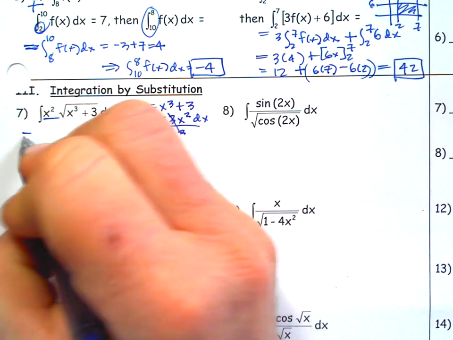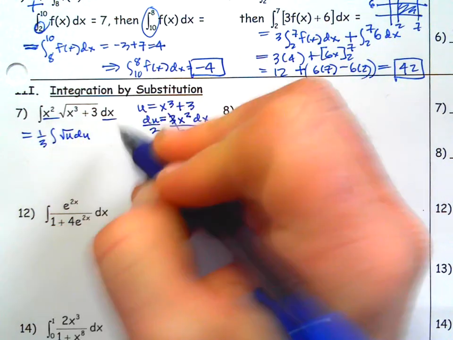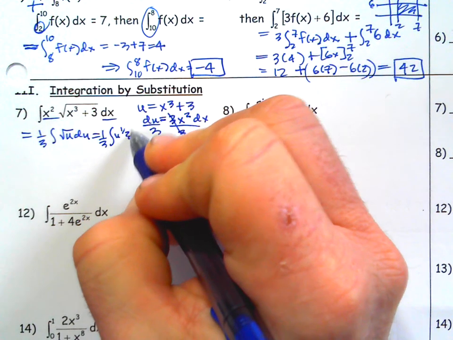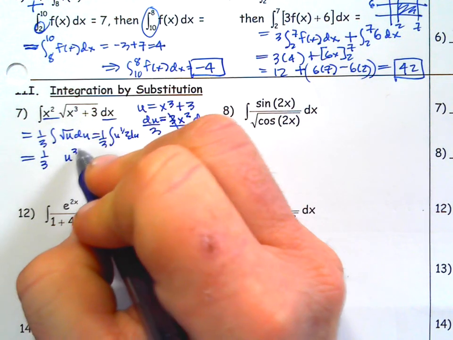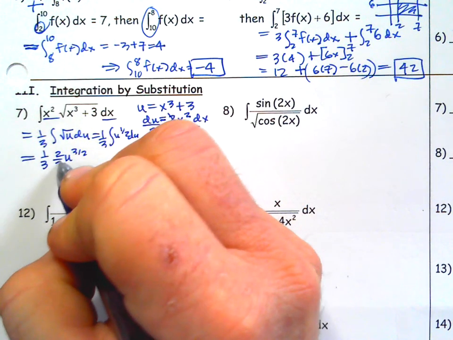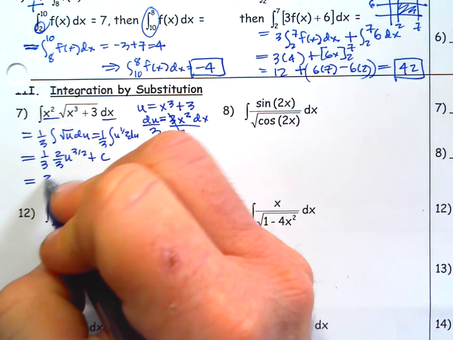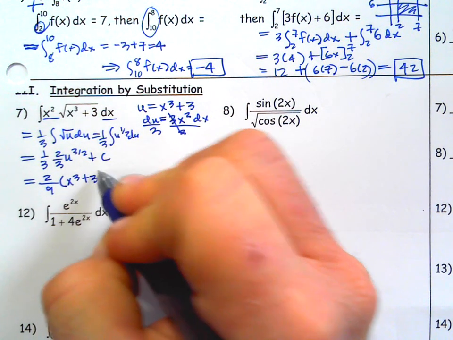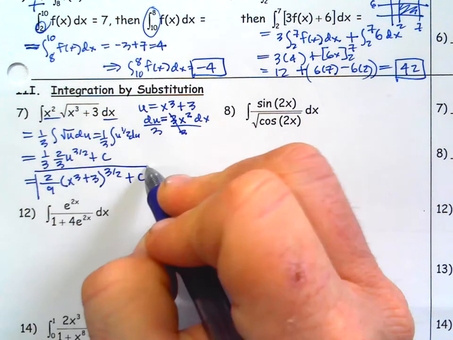So this is going to be 1/3 integral of square root of u du. Well, that's 1/3 u to the 1/2 du. It's a power rule. It's 1/3 u to the 3/2 divided by the new exponent, plus c. And then we have to rewrite it back in terms of the original variable. x cubed plus 3 goes in for the u. Don't forget your plus c.